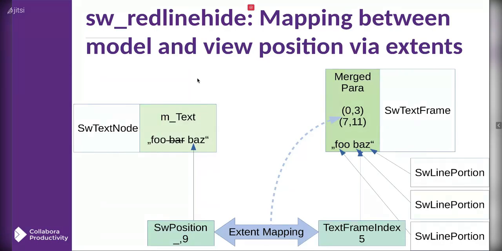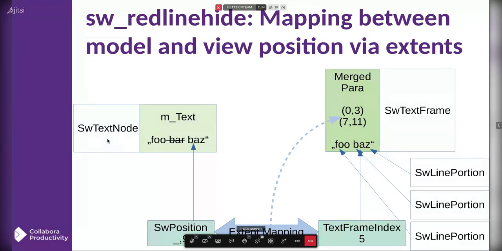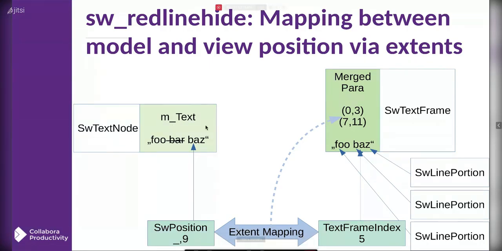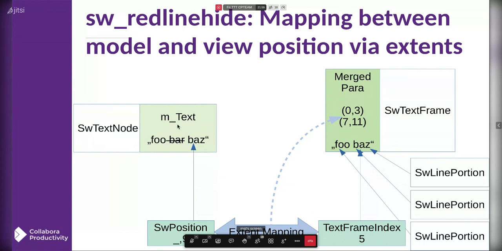So a few more details about how this works. On the left-hand side, you see there is a text node which has this string containing the contents of the paragraph, and there are these 4 deleted characters in the middle. On the right-hand side, you see there is a text frame with this merge para object. And here in the parentheses, you can see the extents for this example. It's a very simple example.